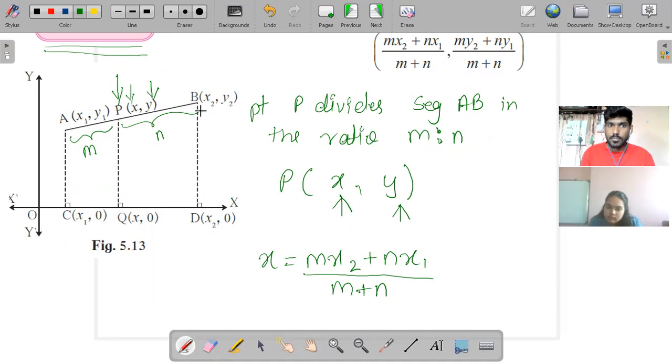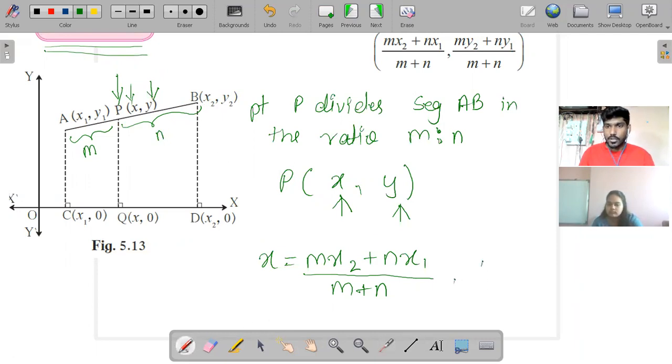What is x2? X2 comes from the x coordinate of B. If you look at the diagram, this is x2, which will be known when we solve the problem. This is x1, which also will be known when you solve the problem. And m and n is the ratio by which this point P is dividing segment AB. M and N will also be given in the problem.